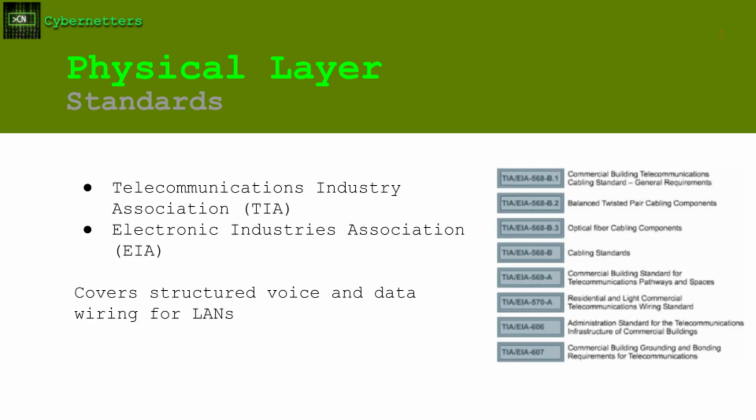So now that we have seen how IEEE defines standards for various network protocols, they're not really the only thing that shapes how we build networks. Another aspect of the physical layer involves the TIA and the EIA. Instead of focusing on network protocols, these focus on structured voice and data wiring. Their standards cover everything from twisted pair cabling and telecommunications pathways, which is all important for maintaining reliable and scalable network infrastructure.